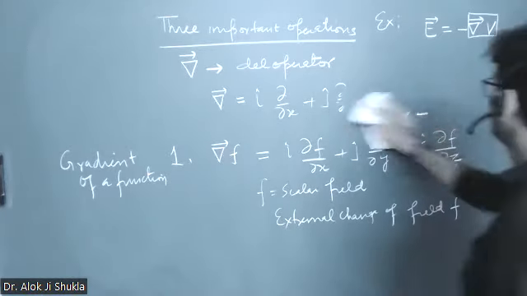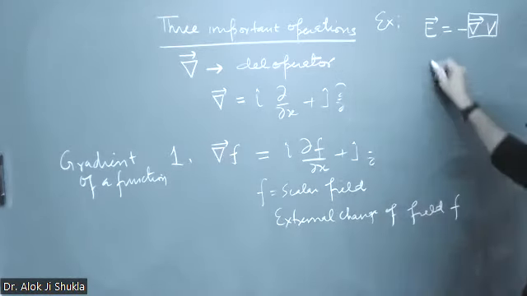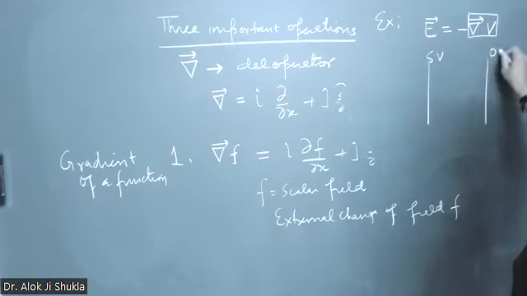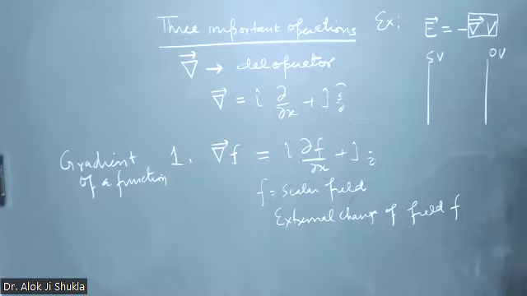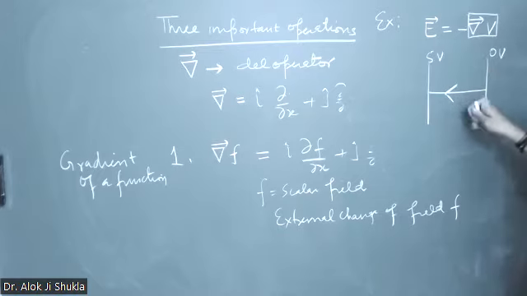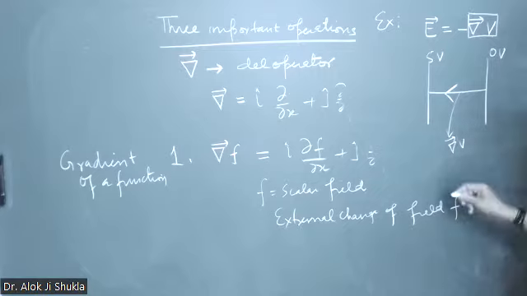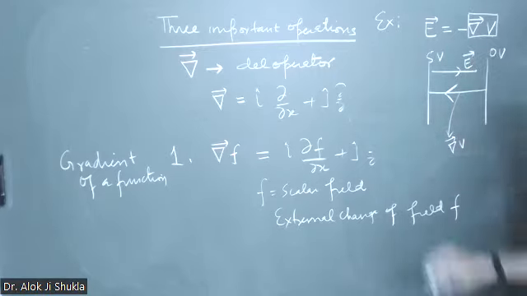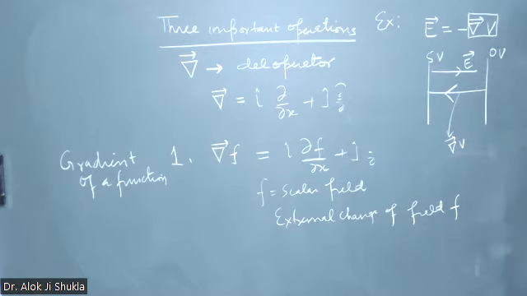Okay. So let me explain you this. So suppose this is 5 volt and this is 0 volt. So this is the direction in which the potential is changing fastest. So this is the gradient V direction. So this is the direction of gradient V. So this is the direction of electric field. This will be the direction of electric field. Please understand this. This is the meaning of gradient.